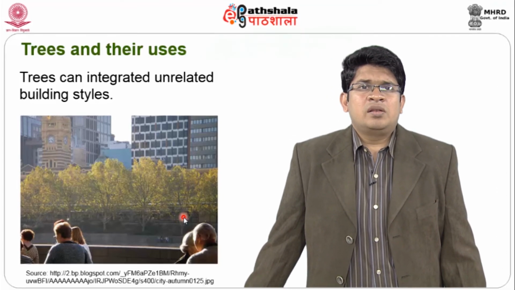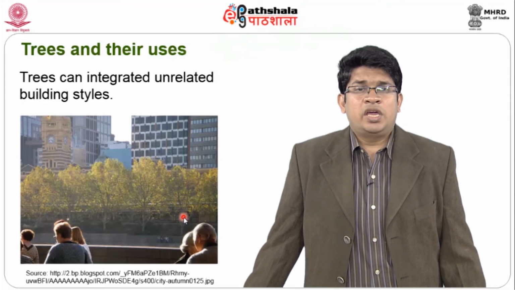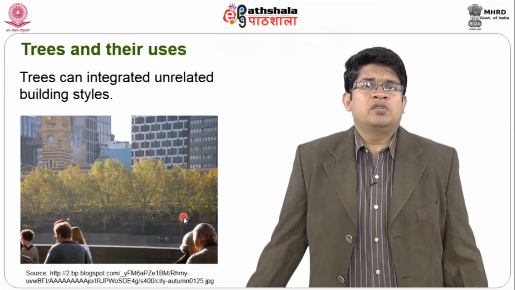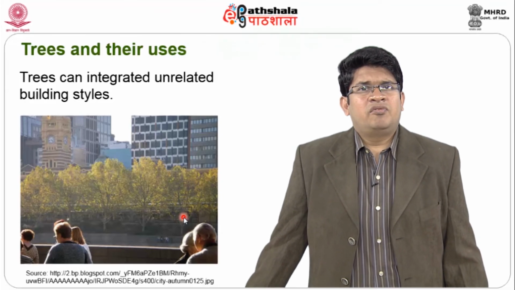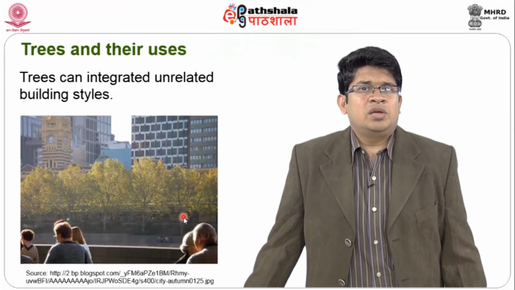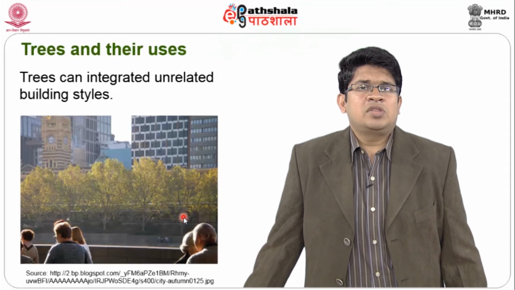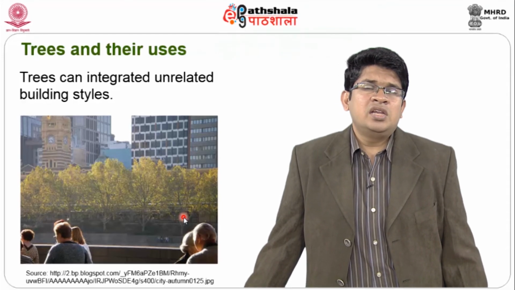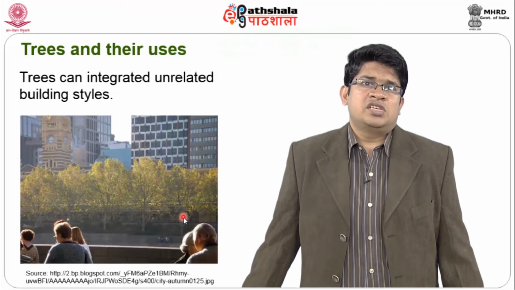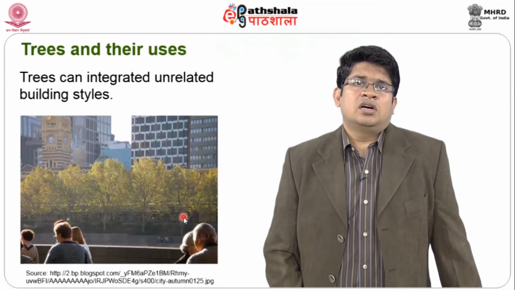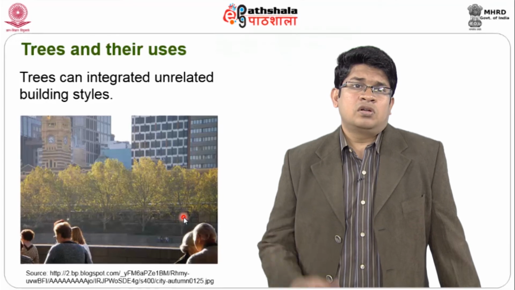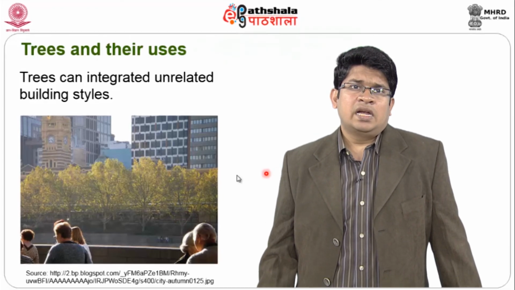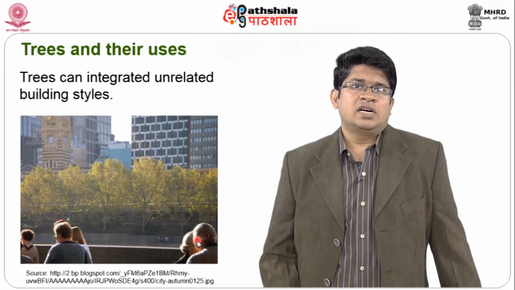So it is a very important way in which we can look at trees, in terms of bringing a sense of uniformity to the visual landscape, where differences are being blurred out by means of a particular tree, something very close to the human eye, something which one can feel or see in the immediate vicinity. That is something that a tree can do, or a group of trees, by virtue of which they can be brought together and integrate unrelated building styles.